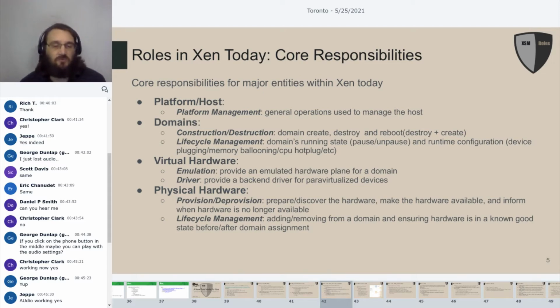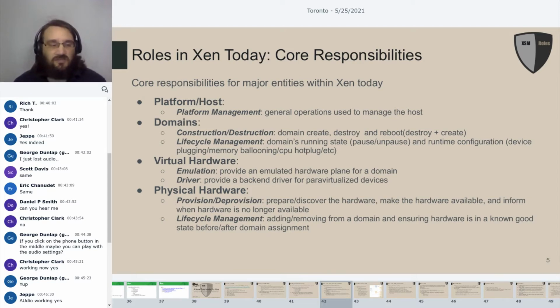And then you have the physical hardware. And so when you look at the physical hardware, this is the other one that we took a little bit of reasoning about. So the first role that a domain could be doing with the physical hardware is provisioning and deprovisioning it, preparing the hardware and discovering the hardware, preparing it so that it can be made available to the hypervisor to provide as a pass-through device to a domain, and then as well inform the hypervisor when the hardware is no longer available and take care of the takedown process.